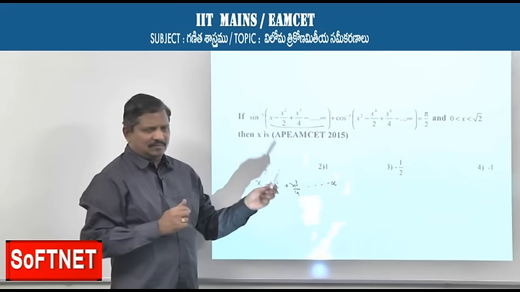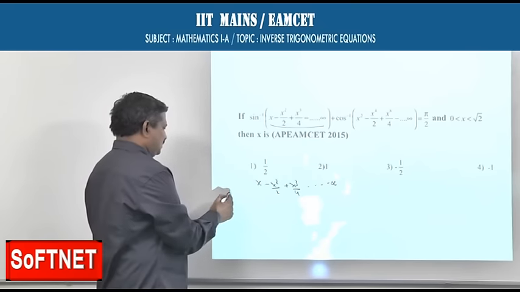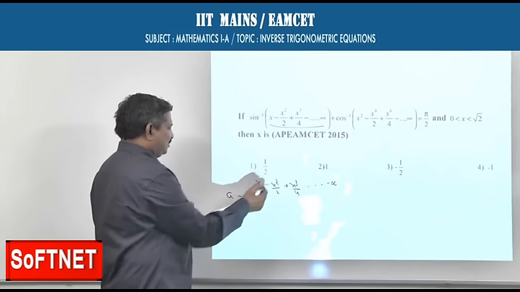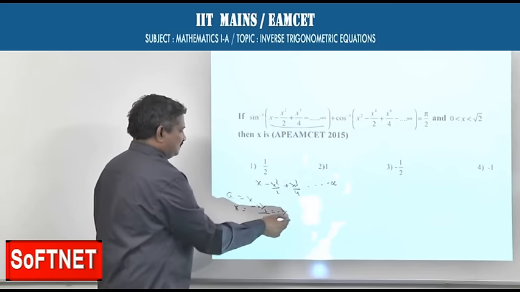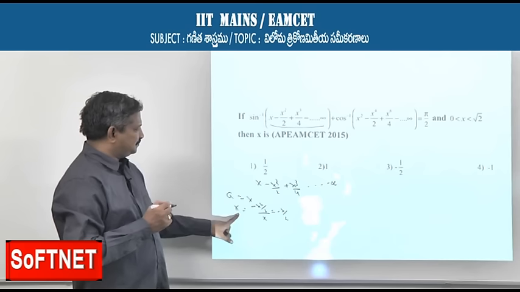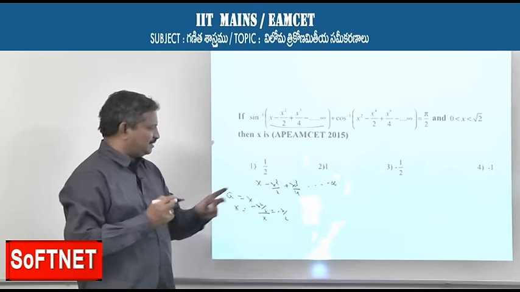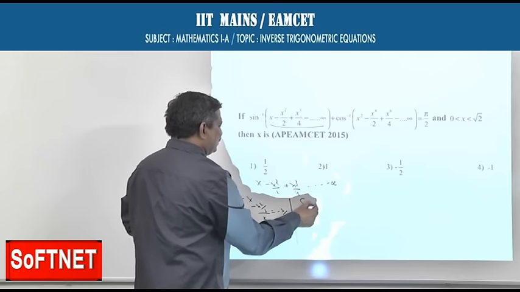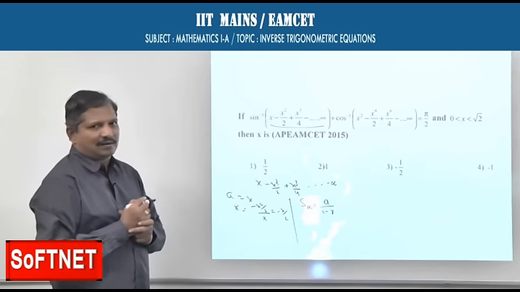It is, I think, a geometric progression. A is x, and the common ratio is the second term by the first term: minus x square by 2 by x, that is minus x by 2. I will repeat again: A is x. The common ratio, second term by first term, minus x square by 2 by x, x will go, so minus x by 2 is the common ratio. So, we know that S infinity, the sum of infinite terms, is A by 1 minus R.